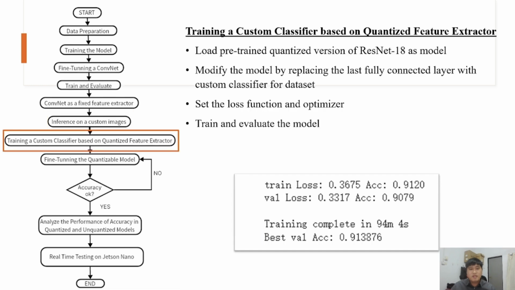So next is training a custom classifier based on a quantized feature extractor. It loads a pre-trained quantized version of ResNet as the model, then modifies the model by replacing the last fully connected layer with a custom classifier for the dataset. Then set the loss function and the optimizer. After that, continue with training and evaluating the model. So this is the result for one of the epochs that I got in the training.